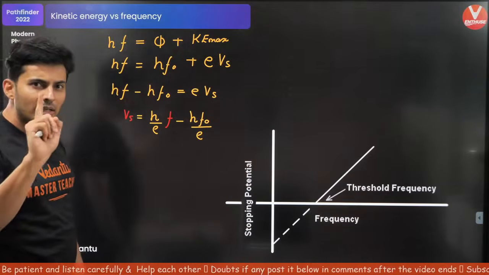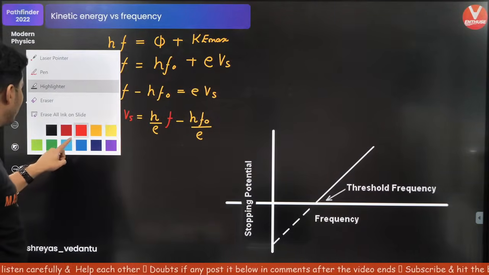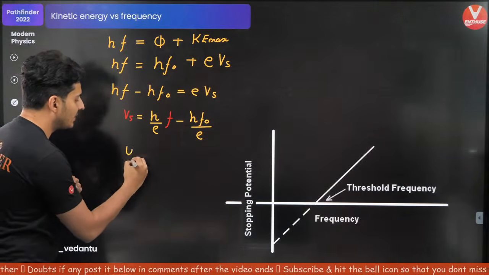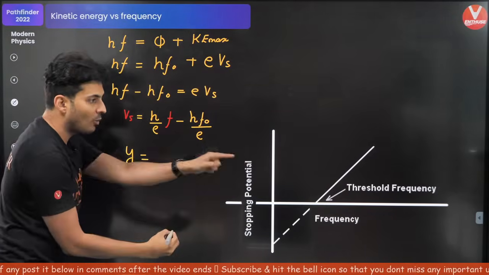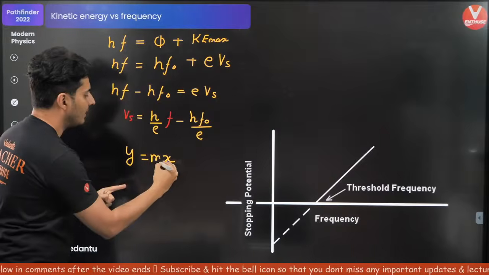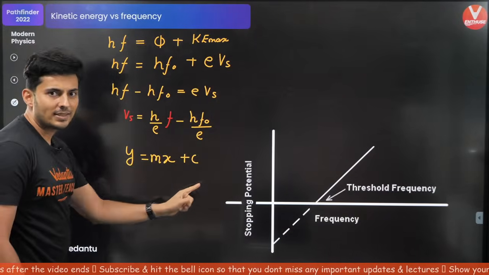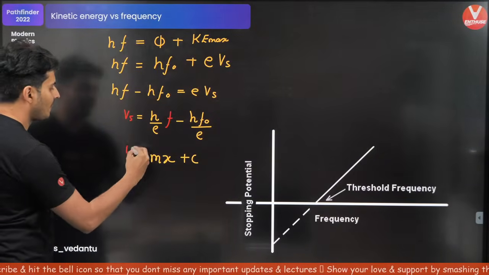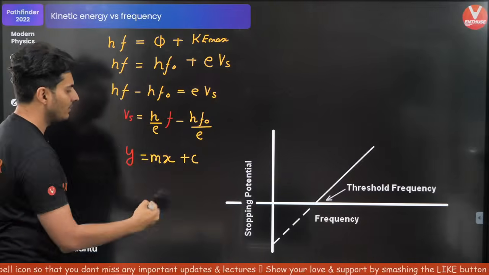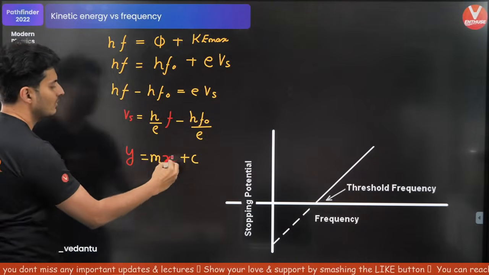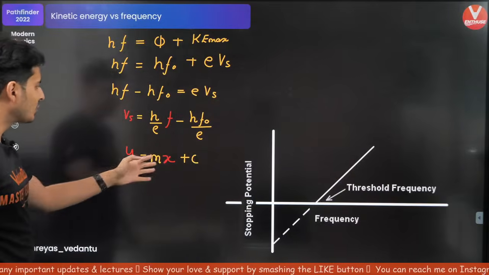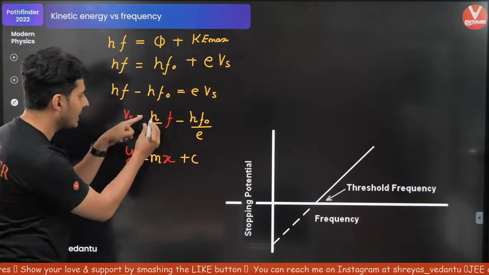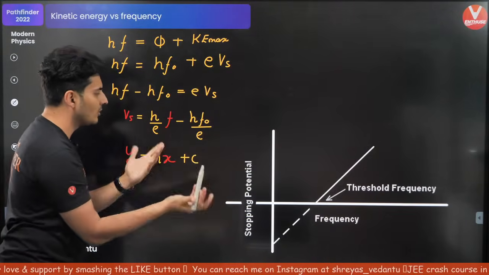Now, observe this graph carefully, because something very interesting is going to happen. If I replace Vs with y, and I replace frequency with x, and I write it down like this, this looks to me like a straight line equation. Y versus x. Now, the reason for writing it down in this form is because I can see h by e is a constant. hf naught by e is also another constant.